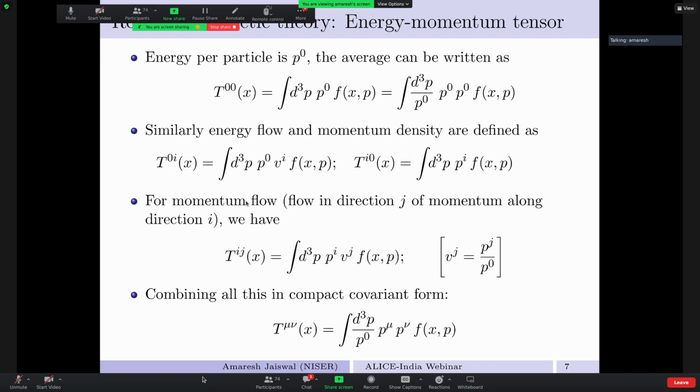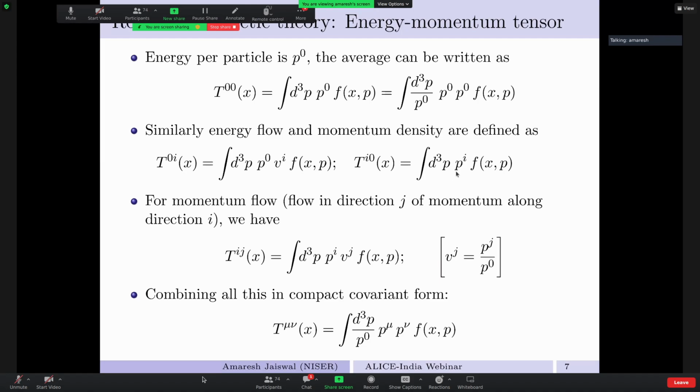Similarly, we can construct the energy momentum tensor. So we start with the energy density. T00 I define to be the energy density. To calculate the energy density, I weigh the distribution function with the energy per particle and integrate over the momentum. So that will be the density of energy in spatial volume. This can again be written in this form. Similarly, we can define energy flow, which is weighed with the energy of the particle times its velocity. So flow of energy, integrated with the distribution function, gives me energy flow.